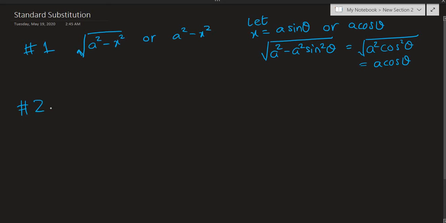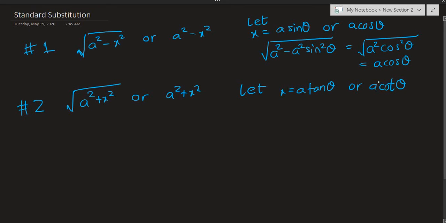Now standard substitution number 2 says that if you have something of the form square root of a squared plus x squared, or if you just don't have the root at all, a squared plus x squared, then you go for the substitution x equals a times tangent of theta or a times cotangent of theta.